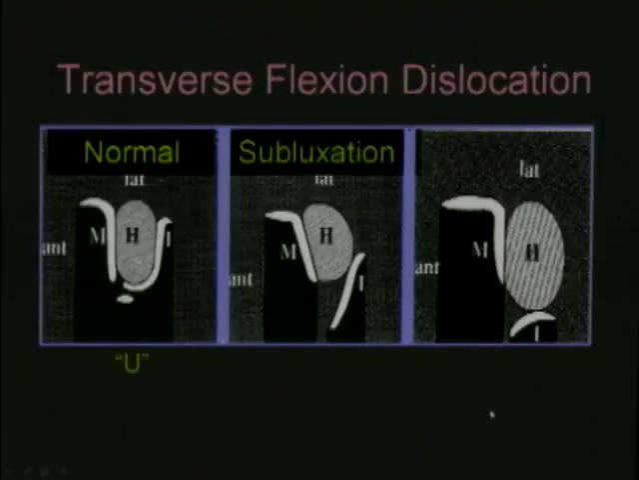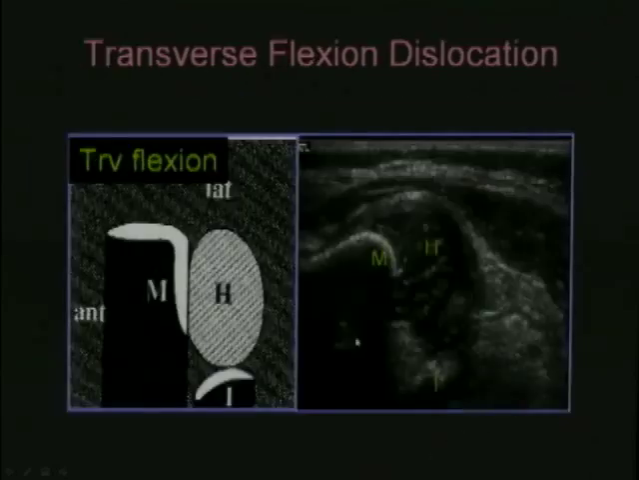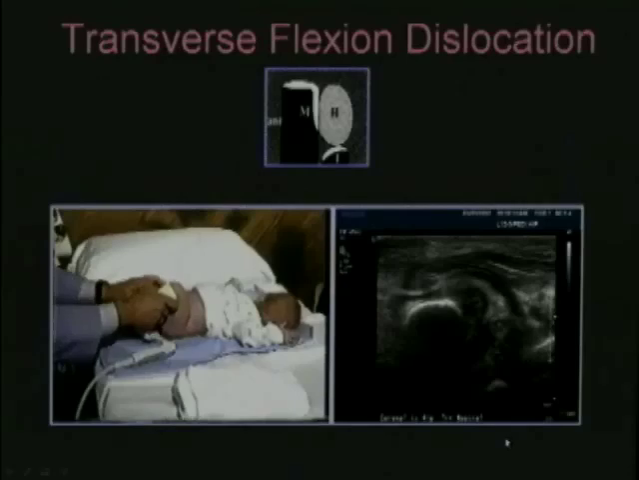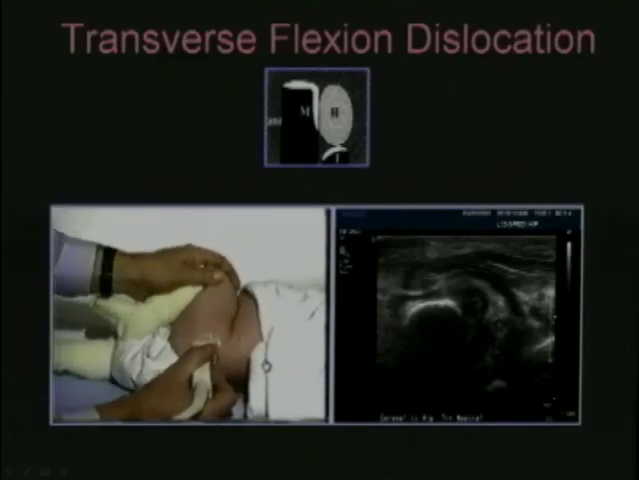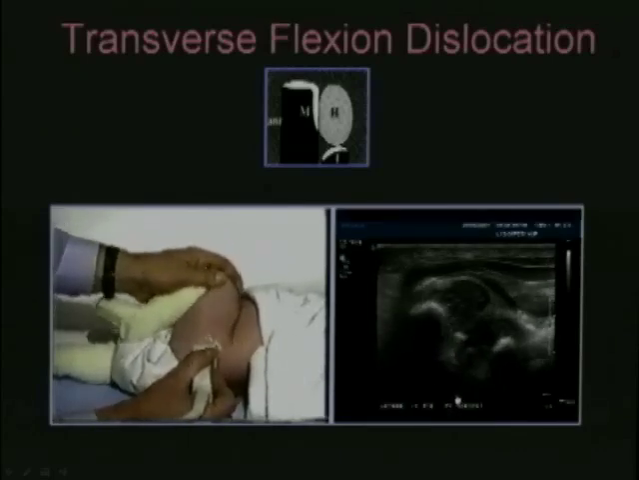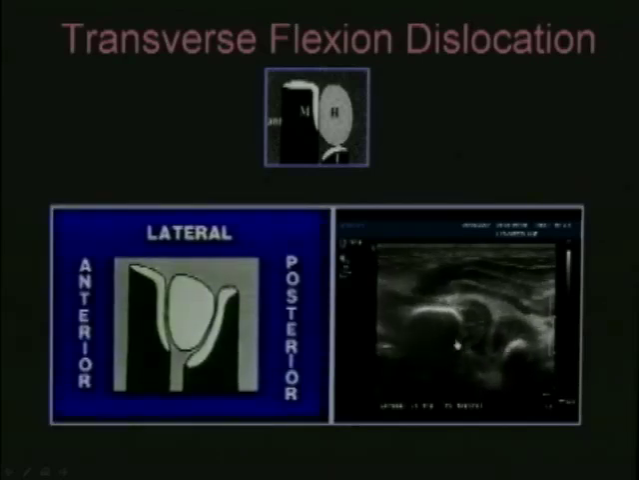So we go from normal, the U-shaped cup, to the V, and then finally with dislocation to an L-shaped configuration. Notice that there's no acetabulum at this side of the head of the femur. Here it is on ultrasound. We see the metaphysis. Notice the L shape, here's the ischium, but the head is not in the acetabulum at all. This is a very shallow acetabulum. So now putting the probe along the lateral aspect of the hip, in this particular case, we can see that there is an L shape between the acetabulum and the metaphysis.